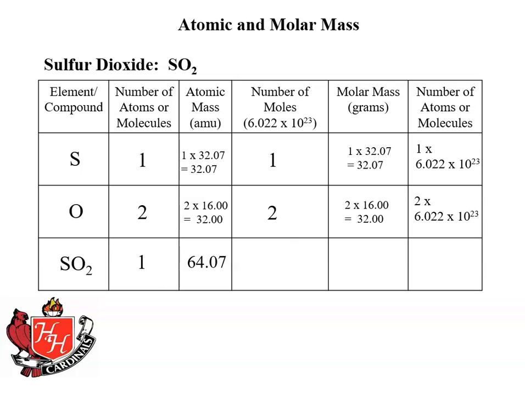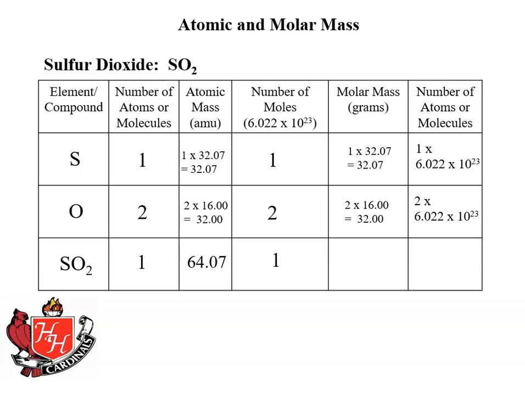And so we simply multiplied by a mole. Over here in the middle column, we have 1 mole of sulfur and 2 moles of oxygen, and they get put together to create 1 mole of SO2. That's not the magic of 6.02 times 10 to the 23rd.